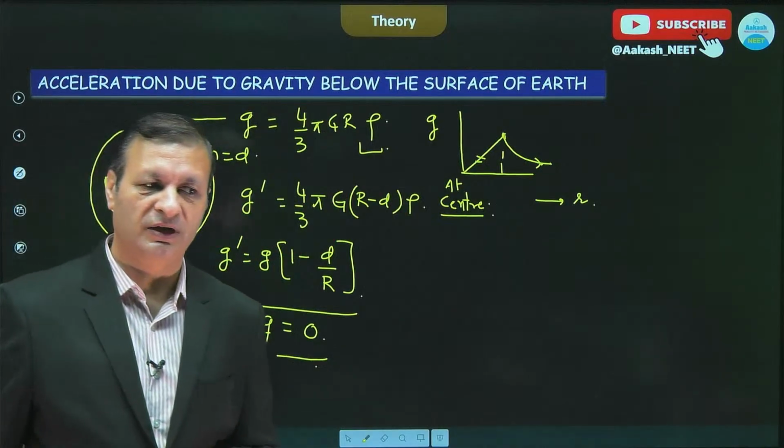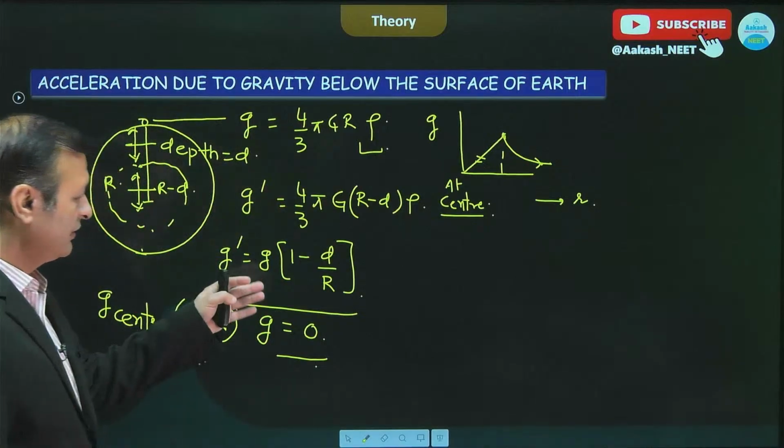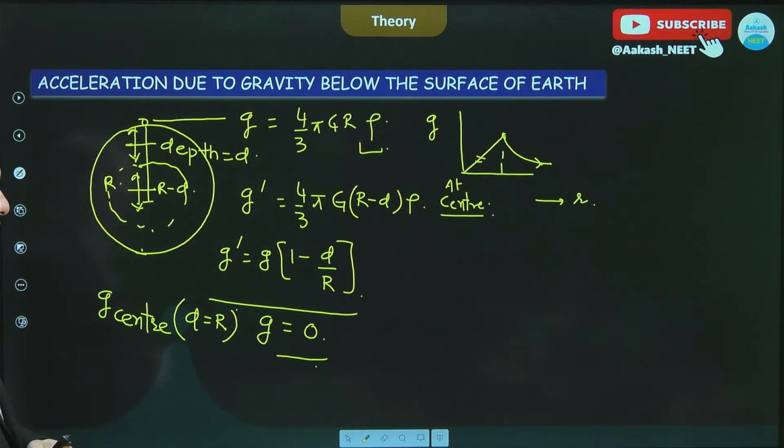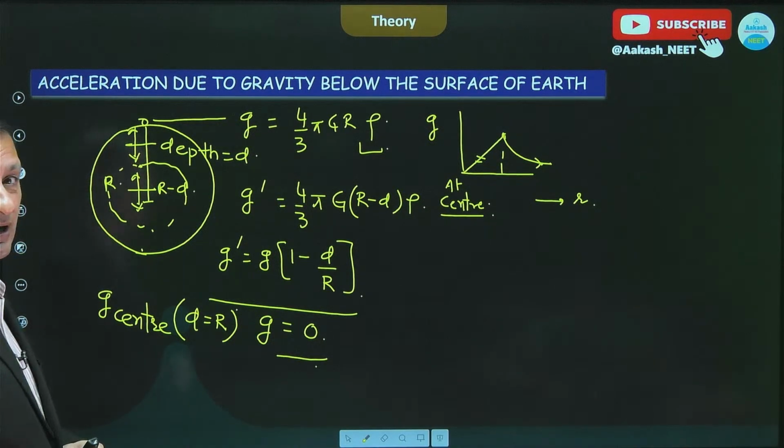Any doubt from this part? Any doubt? So this is how g dash, that is with the depth, how it varies with the depth. So g dash is equal to g(1 - d/R).